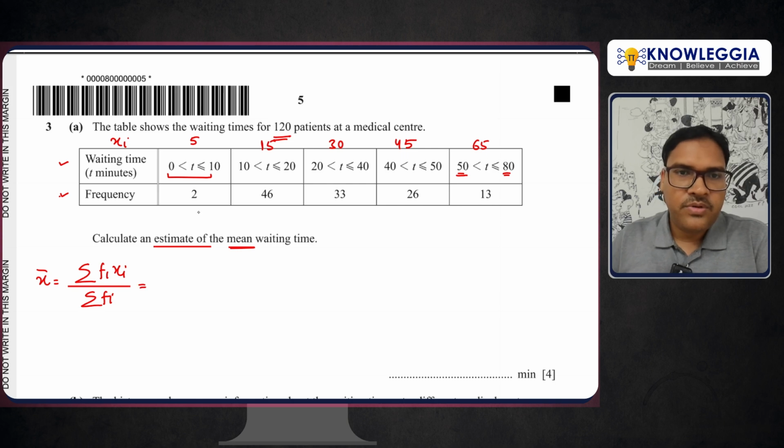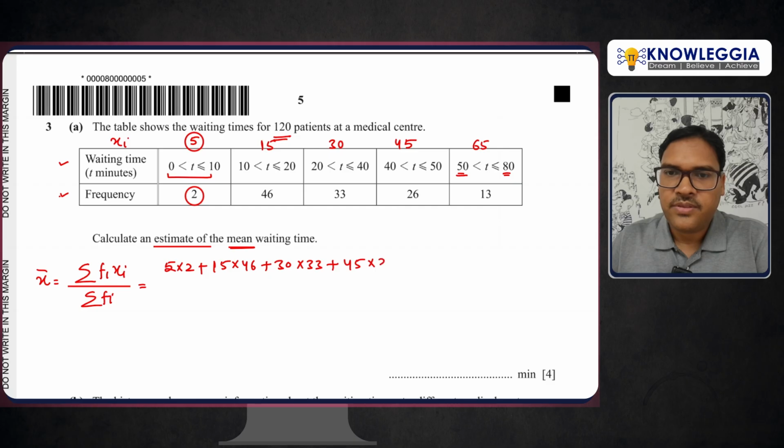So what is the mean? You will take this value and multiply with the corresponding frequency. This is 5 multiplied with 2. This is 15 multiplied with 46. 30 multiplied with 33 plus 45 multiplied with 26. Let me write this again. 26.